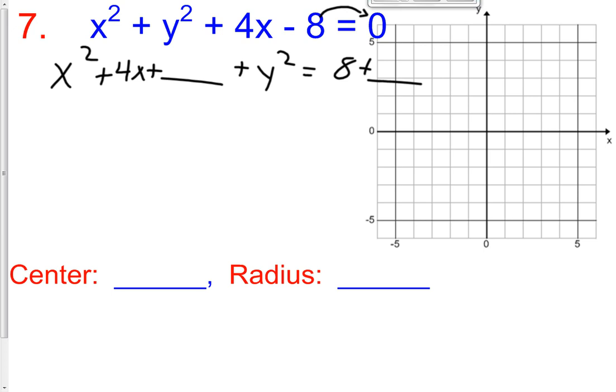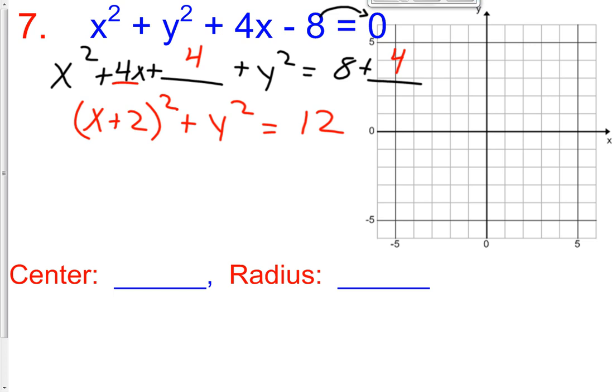So now when you complete your square, it's 4 divided by 2 squared, which is 4. So it's x plus 2 quantity squared. If you add 4 to the left, you have to add 4 to the right. Plus y squared, that equals 12. So now you have it as the equation of a circle.